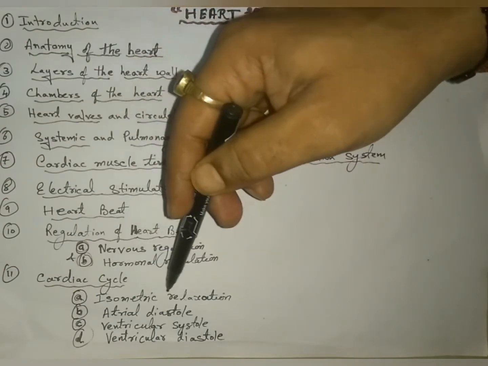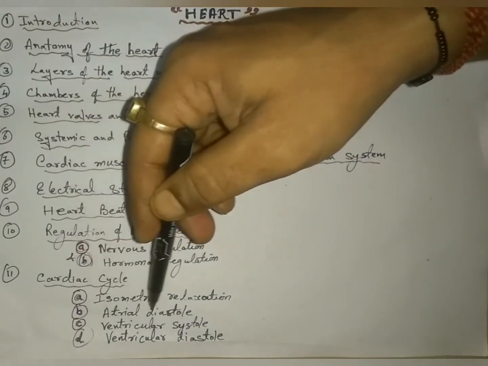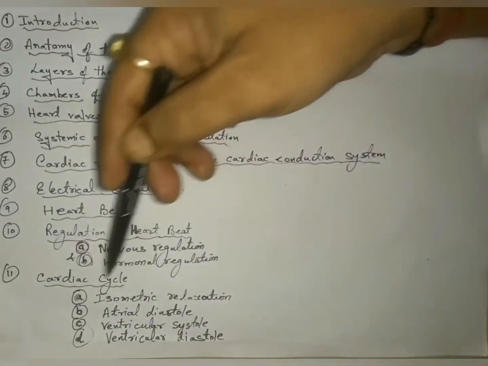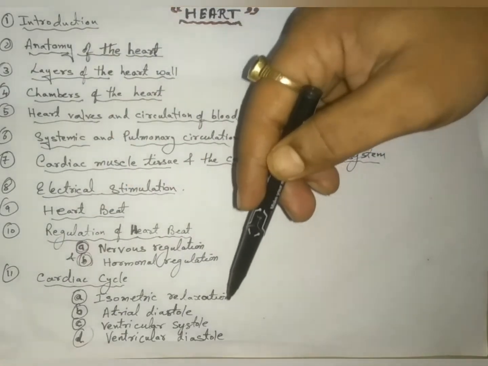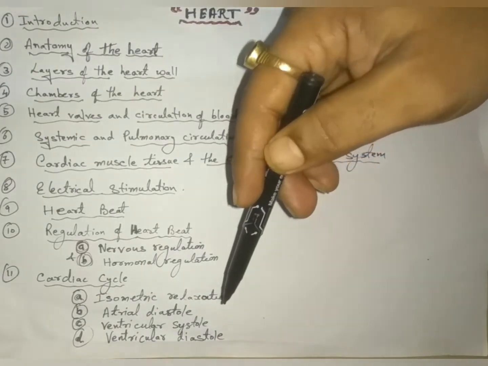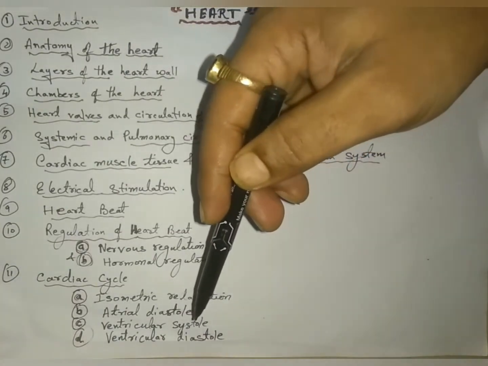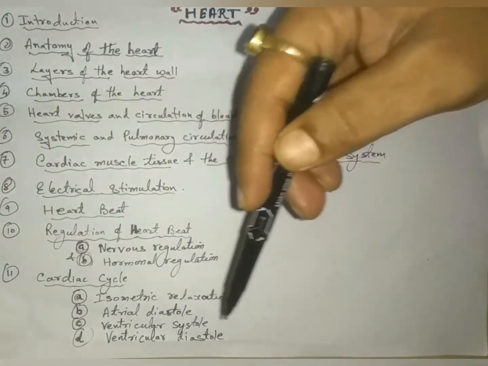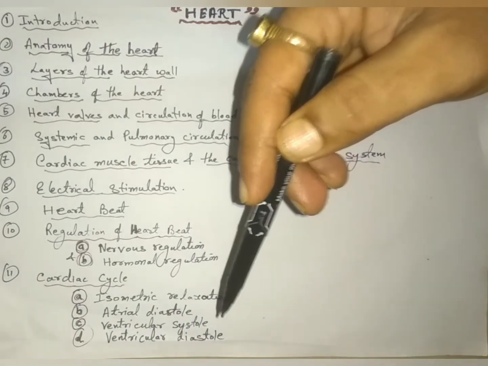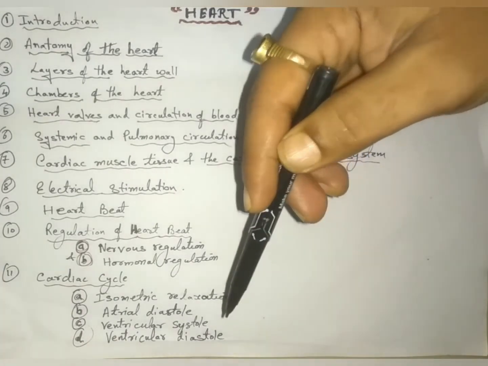First, isometric relaxation. Second, atrial diastole. Third, ventricular systole. And fourth, ventricular diastole. Starting with isometric relaxation, this is the first phase, when all the valves are closed and the atria and ventricles are relaxed. In atrial diastole, both atria are filled with blood, deoxygenated in the right and oxygenated in the left, when the atria and ventricles are both relaxed.